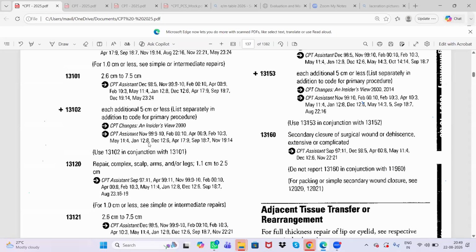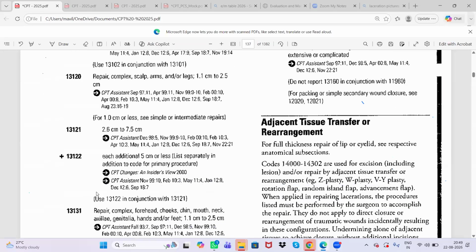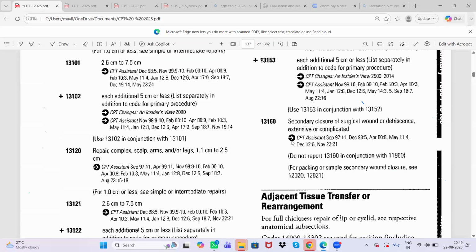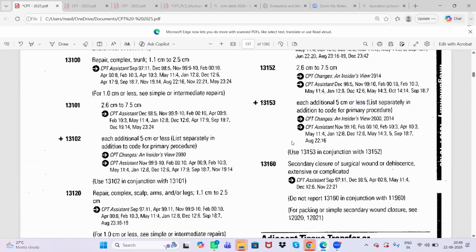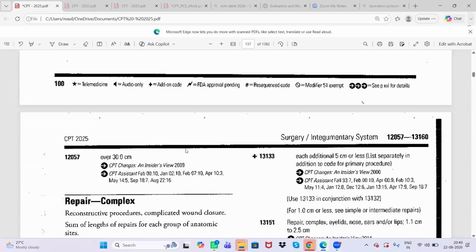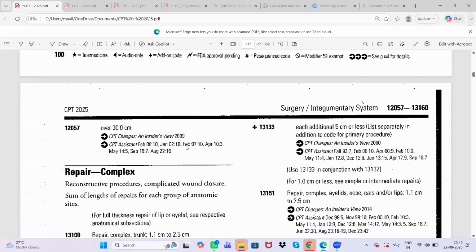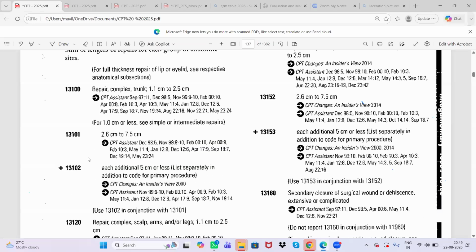The same goes with the other anatomical areas also. We have add-on codes in the complex repair. If you have any questions, please go ahead and ask me. Yes, ma'am. The recent answer is 13102 into 2. No. Vidya, in my question, trunk 15 centimeters, right? How are we going to code 15 centimeters for the complex repair of trunk?